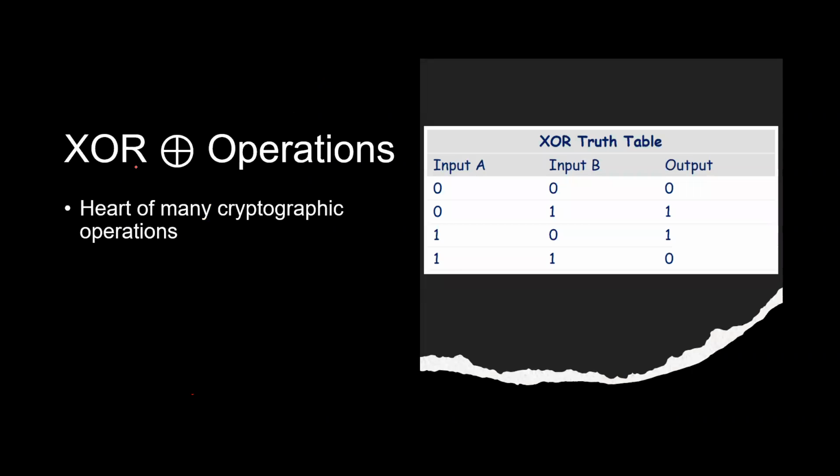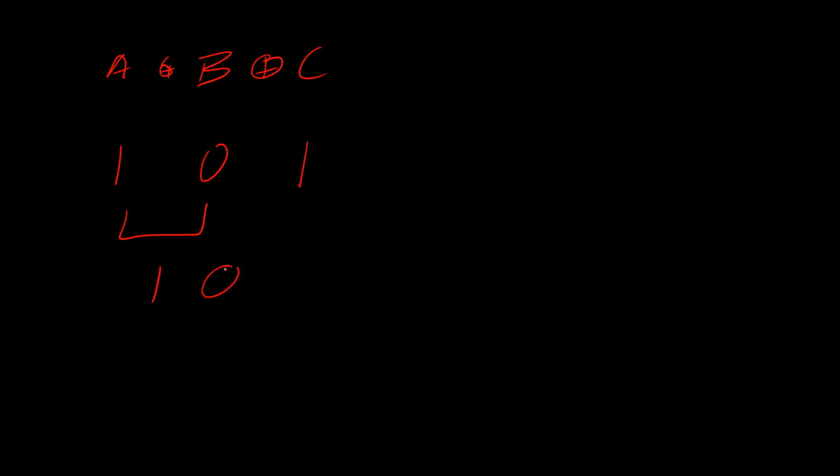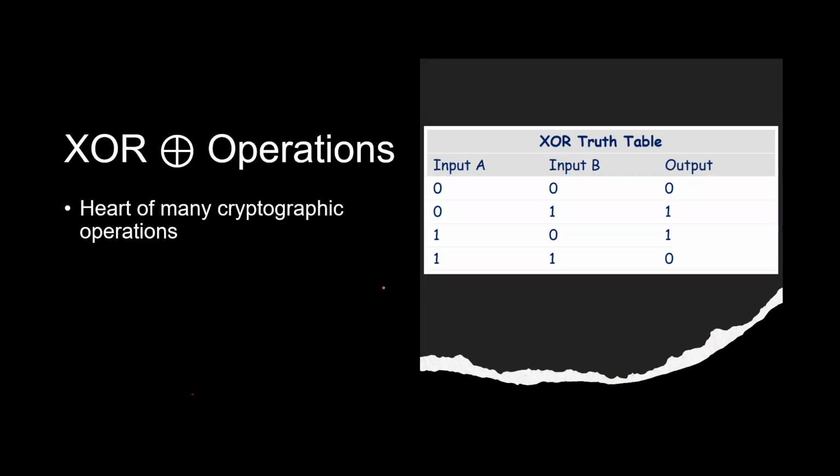So A XOR B XOR C, and let's just say that we have 1, 0, 1. A is 1, B is 0, C is 1. And the way that we would do that is we pair them up. And so we go back to our truth table. We don't know yet what 1 XOR 0 is. 1 XOR 0 is 1. So we'll come back down here, 1. So now we have 1 XOR 1. Since they're the same, going back to that truth table, it's 0.